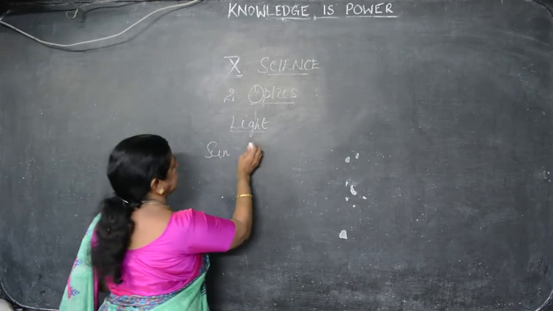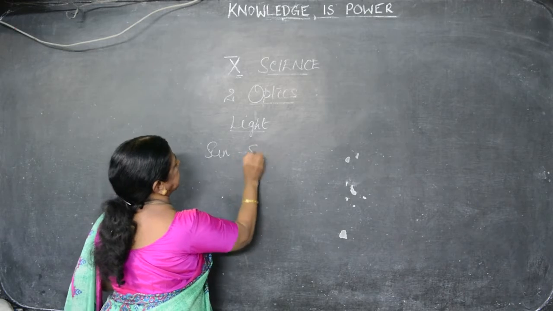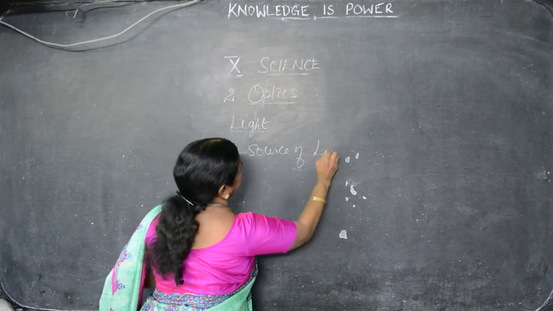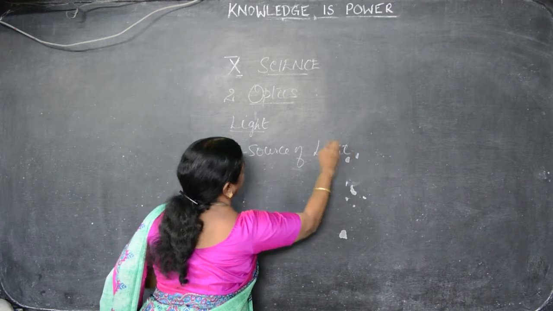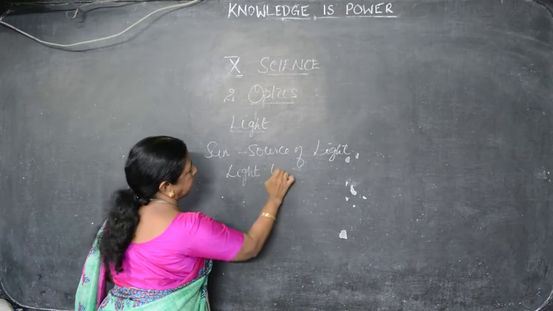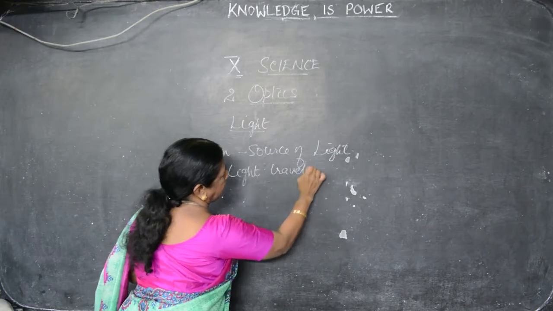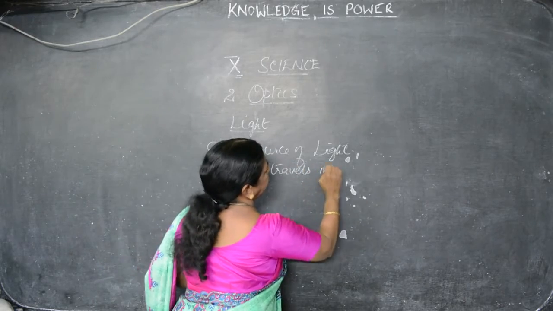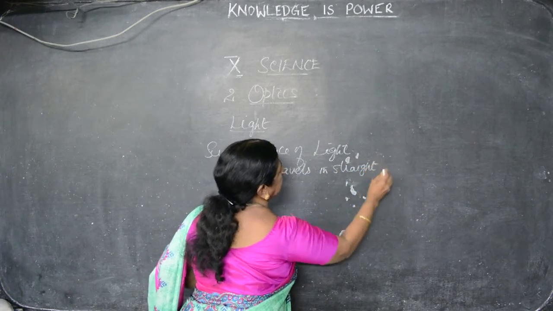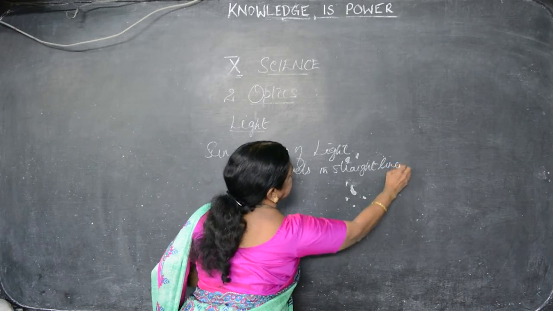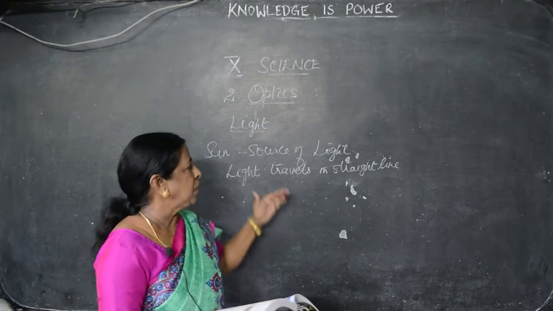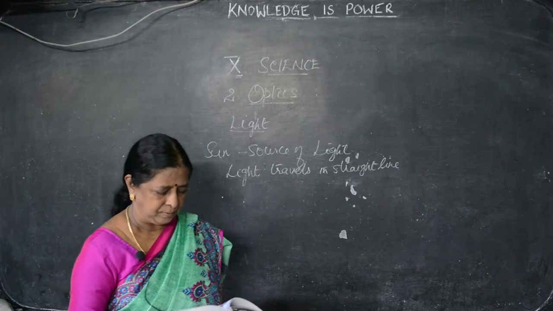First characteristic you have to say: the main source of light is sun. Light travels in a straight line. Maybe you would have studied many examples regarding that in the lower classes to prove that light travels in a straight line. Clear? Now we have to see what are the properties of light.